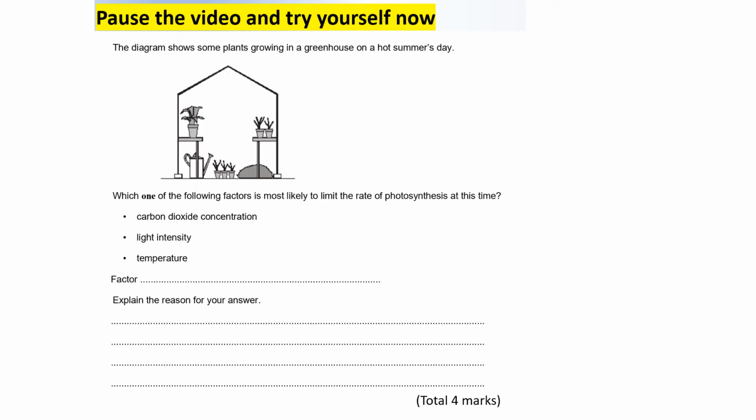This diagram shows some plants growing in a greenhouse on a hot summer's day. Which one of the following factors is most likely to limit the rate of photosynthesis at this time? Carbon dioxide concentration, light intensity, or temperature? You need to write down the name of the factor and give a reason. 4 marks, off you go.